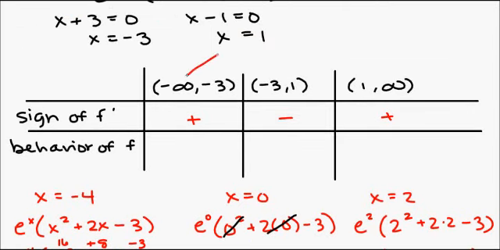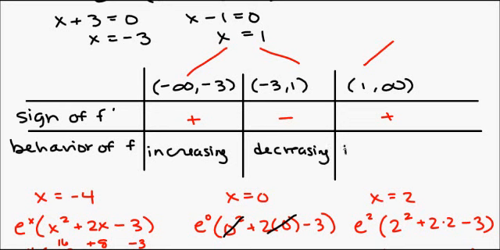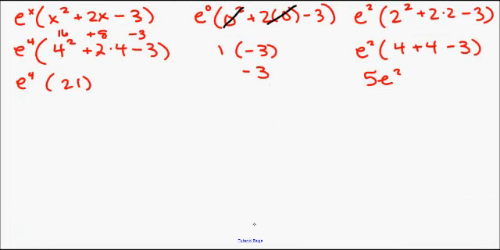Okay. So that means we're rising, falling, rising. Increasing, decreasing, increasing. Which means I have a max at negative 3 and a min at 1. Okay, so let's write our conclusion and be done with this first part of the lesson.